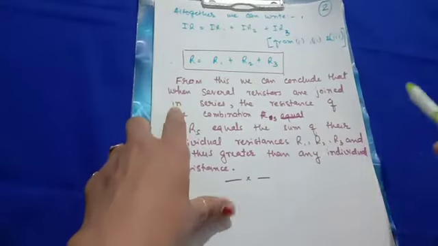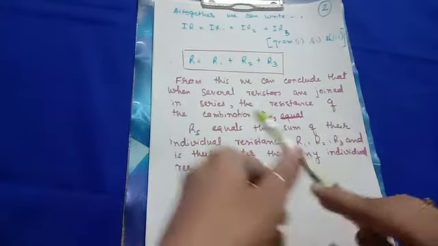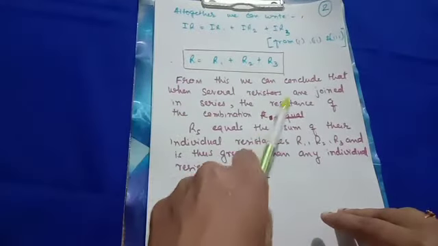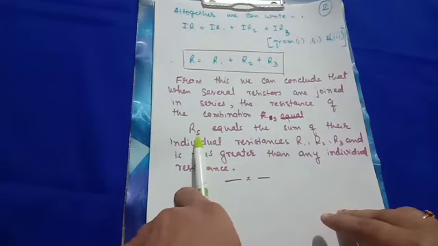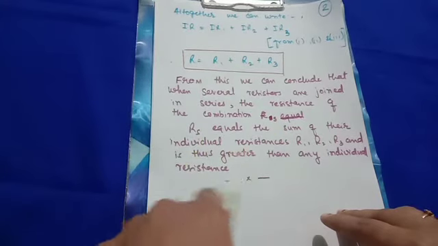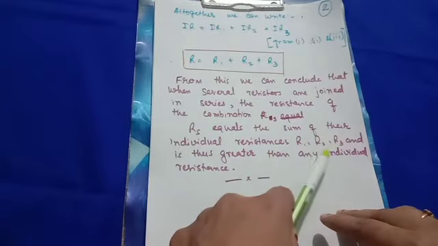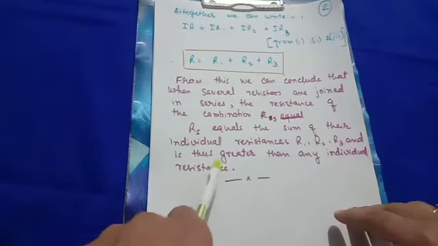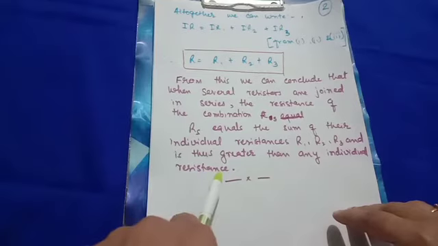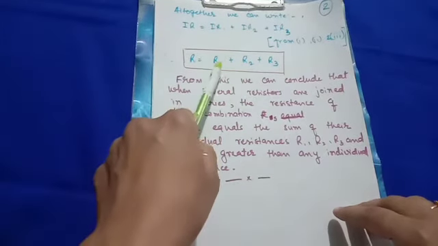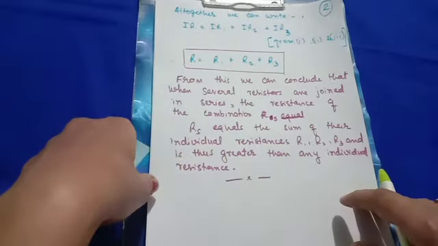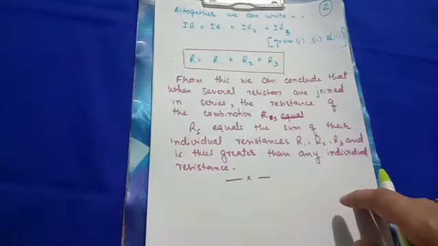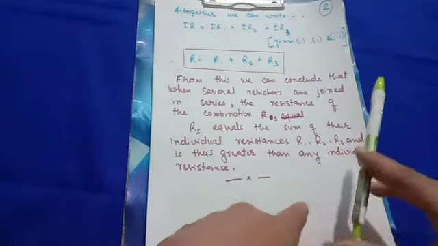So from this we can conclude that when several resistors are joined in series, the resistance of the combination RS, here they are writing because it is series, equal to the sum of their individual resistance R1, R2, R3 and is thus greater than any individual resistance. मतलब कैसे समझो कि R1 1 है, R2 2 है, इसका वैल्यूज़ रहता है. ओके, R is measured in ohms, वो ओम होता है. That down the introduction and all you can read. Okay, so resistance की यूनिट है ओम.